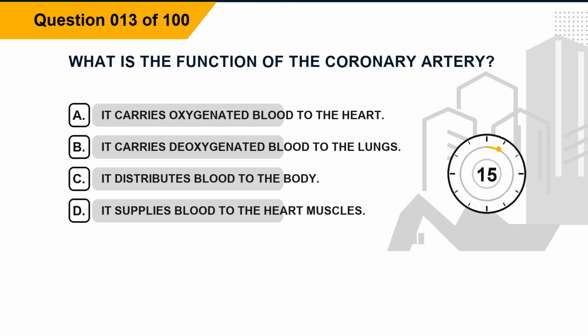Question 13. What is the function of the coronary artery? Option A, it carries oxygenated blood to the heart. Option B, it carries deoxygenated blood to the lungs.